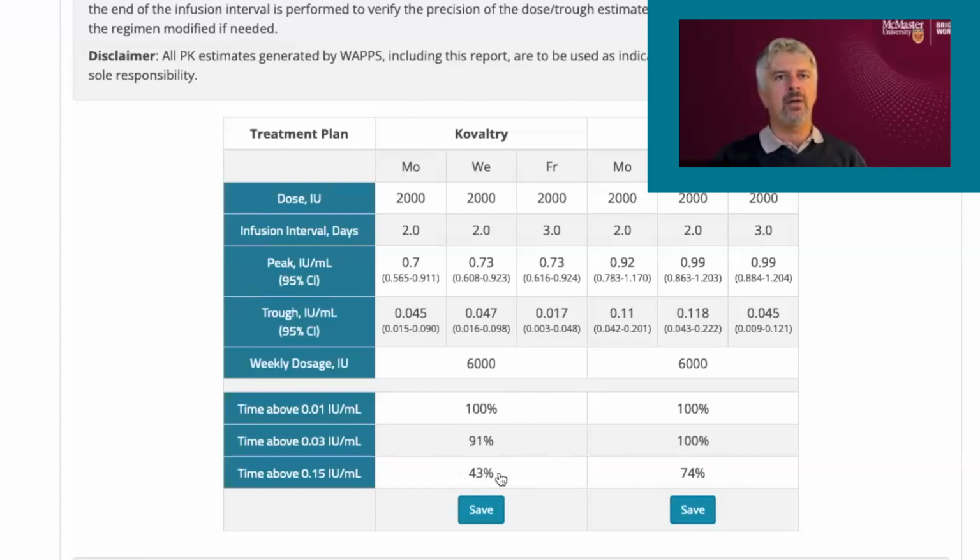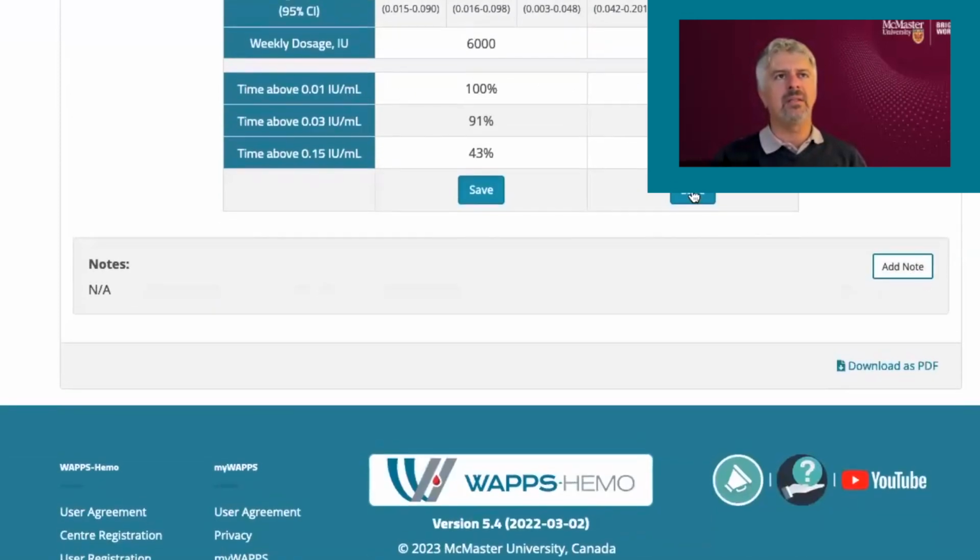15%. So I could save this treatment plan, even if it's predicted, and say today I'm switching the patient, I don't have measurements yet, but I want him to continue to use the app. I could save this treatment plan and give it to the patient.